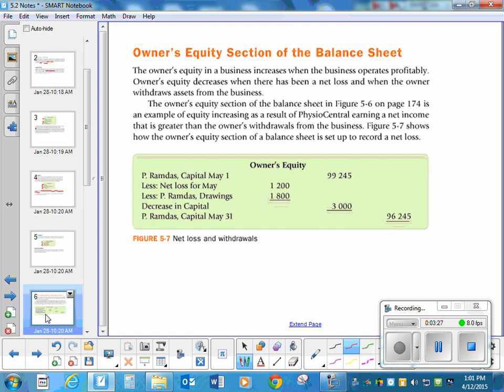Okay, and then we actually have already talked about this in previous sections, but just as a review for owner's equity, this is what your owner's equity section would look like now on your balance sheet. This is what you're starting with for your capital at the beginning of the month. Now this company had a loss, and they took out drawings. This is the total of these two here. And then to get your final capital, you would subtract those two because those amounts are both being taken off.